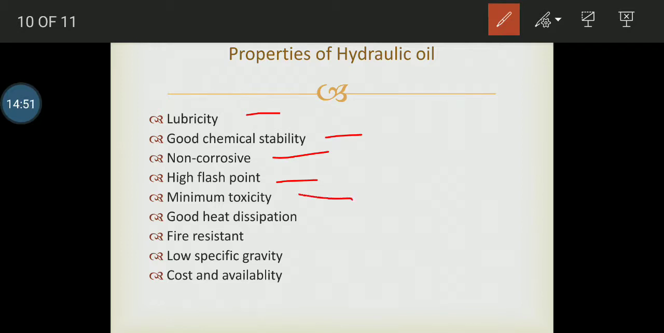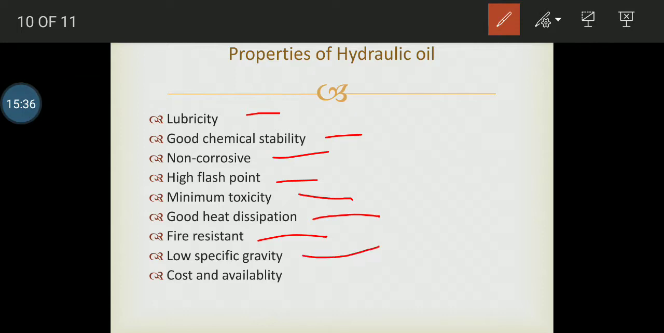Then minimum toxicity; it must be non-toxic in nature. Good heat dissipation, because heat will be generated by the pressure energy, and that heat must be dissipated easily with the use of hydraulic oil. Then fire resistant. It must be fire resistant because pressure energy generates a tremendous amount of heat, which must not generate fire or any kind of ignition. So hydraulic oil must be completely fire resistant, and it must have a very high flash point.